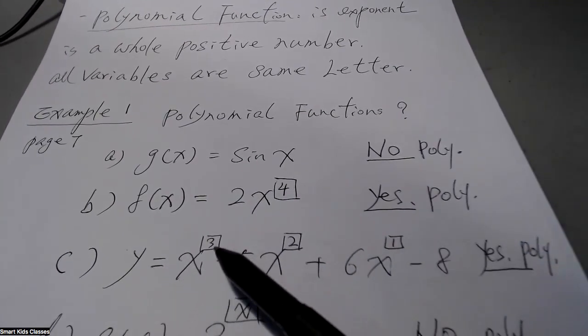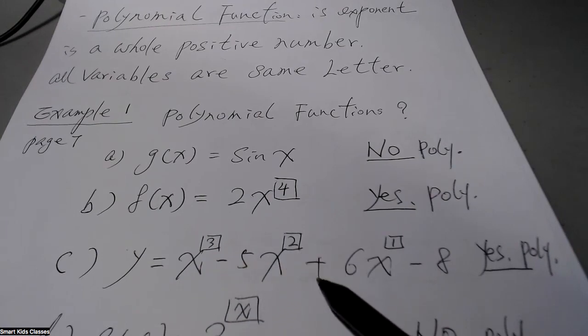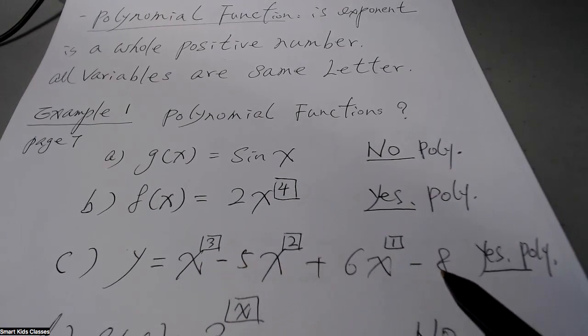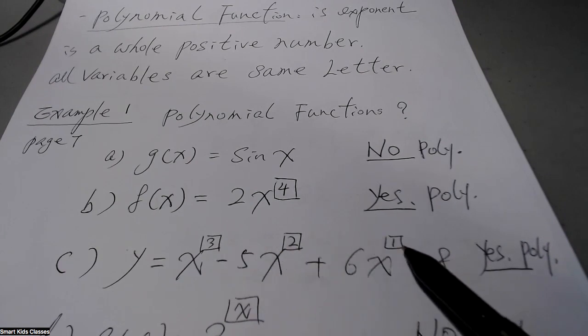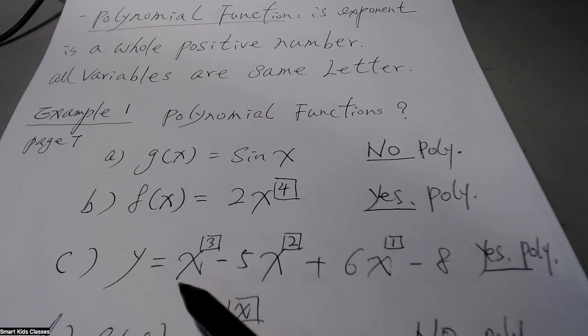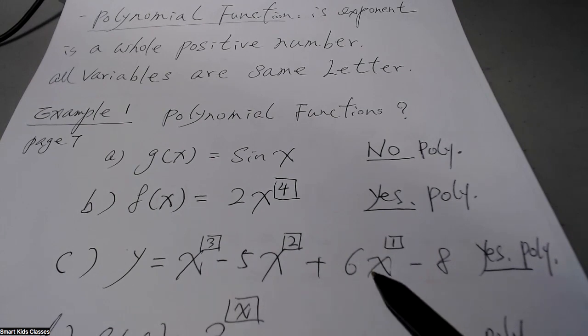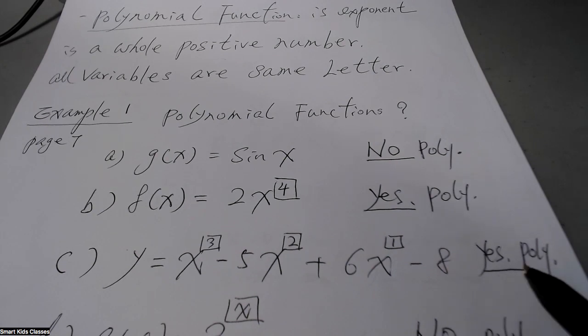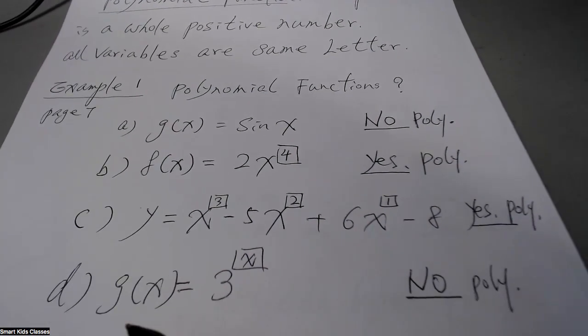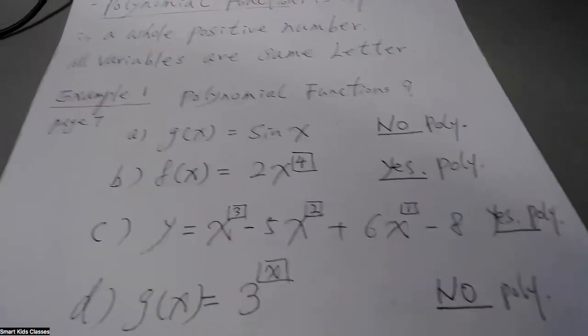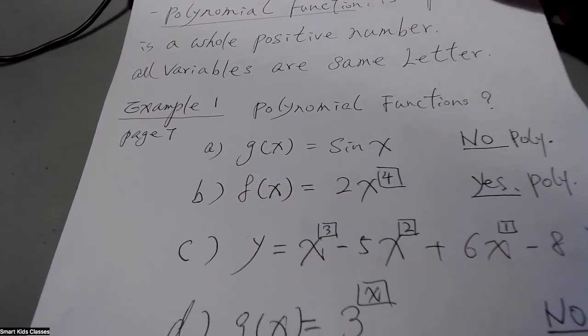And number C. y equals x exponent 3 minus 5x exponent 2 plus 6x exponent 1 minus a. All the exponents are whole numbers and positive integers, and all the variables stay the same letter. Yes, it's a polynomial function. For D, g(x) equals 3 exponent x. The exponent is not a number, it's a variable, so therefore no, not a polynomial function. Just simple like that, pretty easy once you understand it.